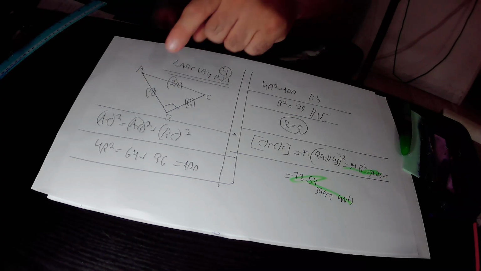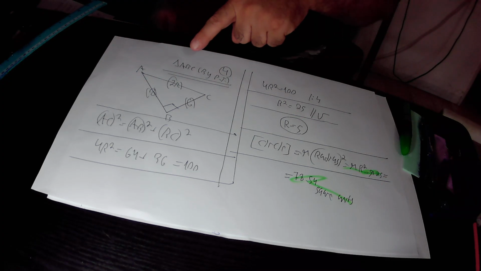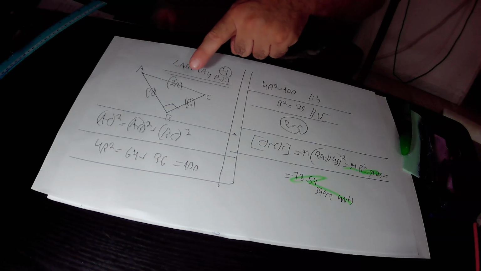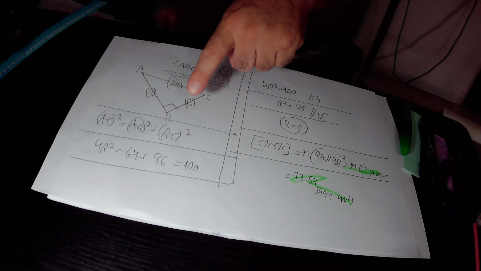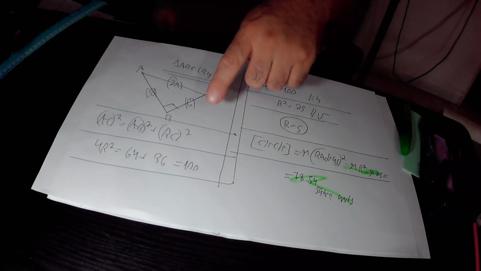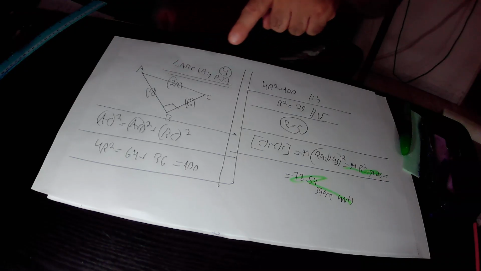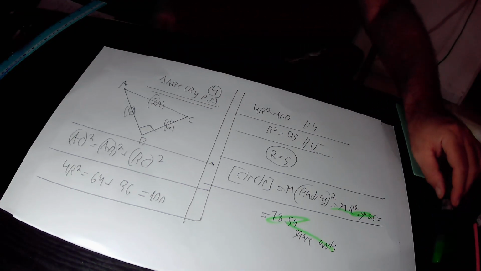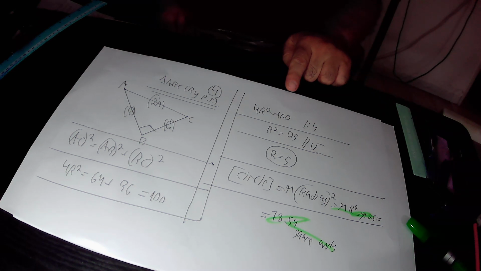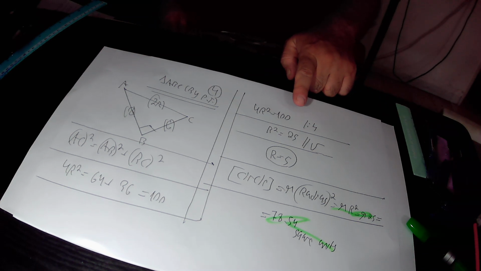2R squared is 4R squared. And it equals AB squared. AB is 8, therefore AB squared is 8 squared, that is 64, plus BC squared. BC is 6, therefore BC squared is 6 squared, that is 36. 64 plus 36 is 100, so 4R squared equals 100. Here we divided this equation by 4, and finally found out that R squared equals 100 over 4, which is 25. So R squared equals 25.